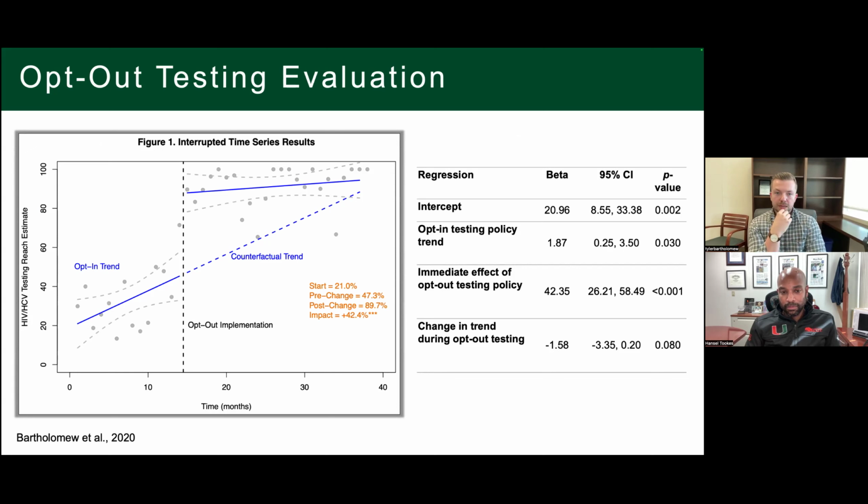So before we implemented opt-out testing, that first month that we were operating, we had about 21% of clients accepting HIV and hepatitis C testing. Now you can see across time, in that opt-in trend period, we were increasing our testing uptake by about 2% every single month, leading into our opt-out testing policy period. And right before we implemented, we had about 40% of clients accepting testing.